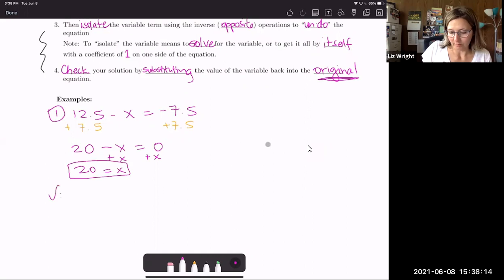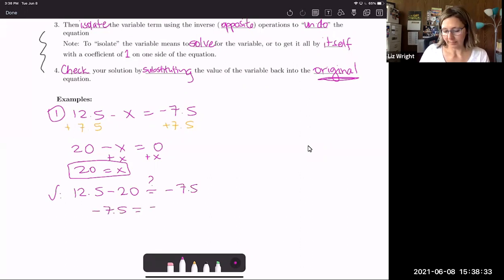So we're going to check it. We're going to plug it back in. We're going to do 12.5 minus 20. Does that in fact equal negative 7.5? And if I do 12.5 minus 20, guess what? We get negative 7.5. That equals negative 7.5. Check. My check is correct. My check is complete, and that means my answer was correct.